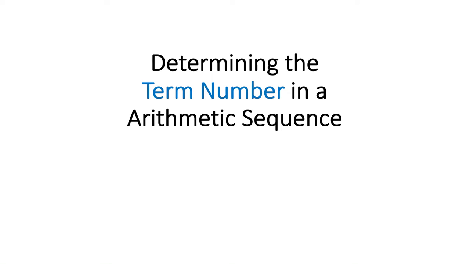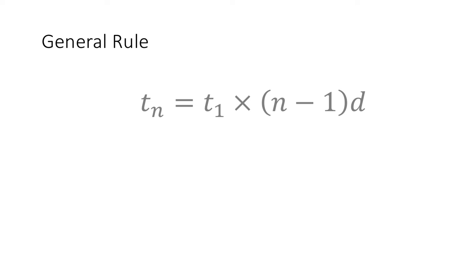This video is going to have a look at how we determine a term number of a number within an arithmetic sequence. When we are determining the term number, we use the general arithmetic rule, which is Tn is equal to T1 plus (n minus 1) d.